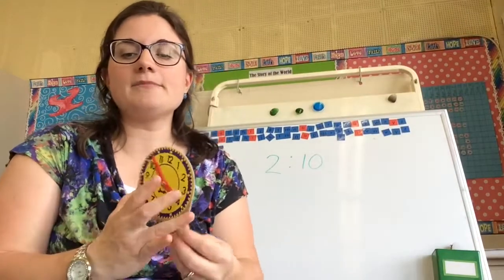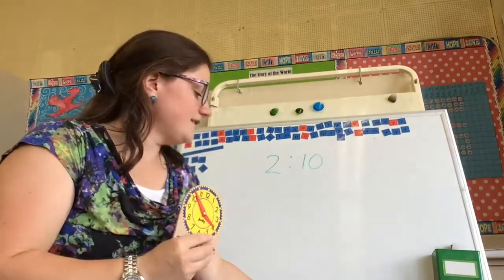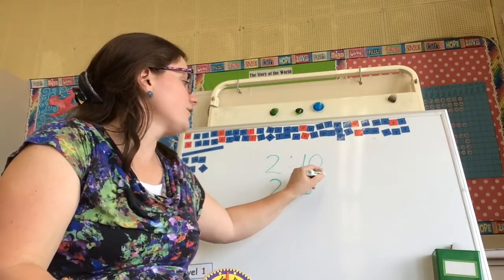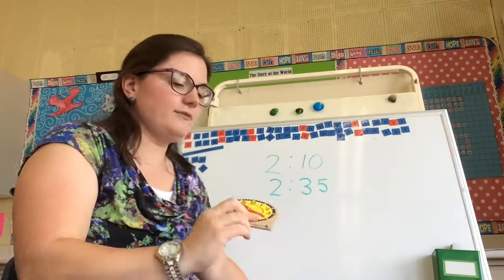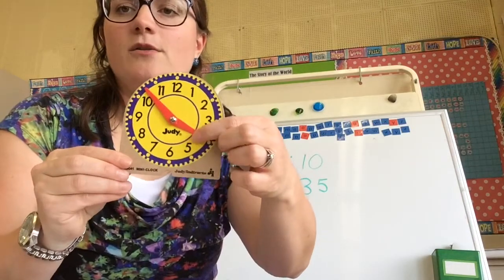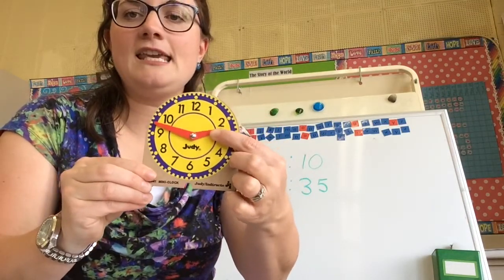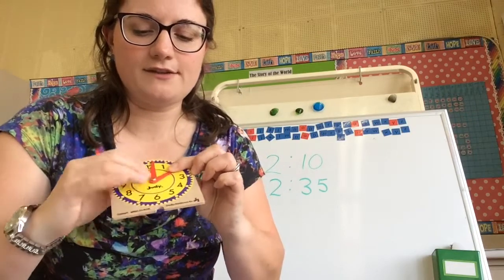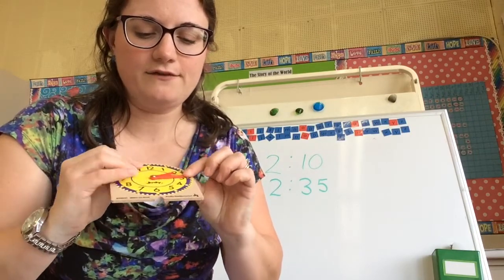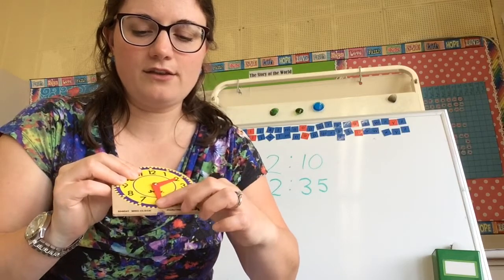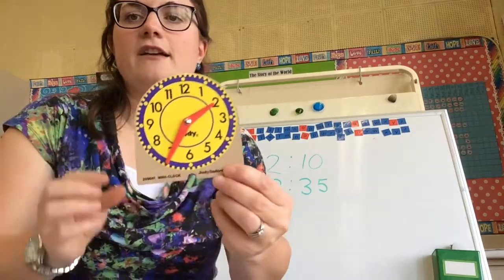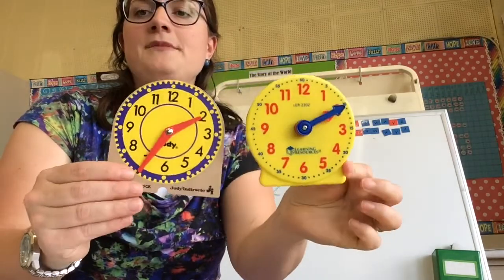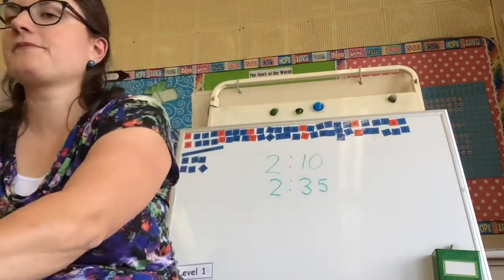Then on the other clock, I want us to get to 2:35. Can you set this one to 2:35? So our little hand does the hour 2, and then we go to 35. So we go 5, 10, 15, 20, 25, 30, 35. Okay, so you should have two clocks, 2:10 and 2:35.